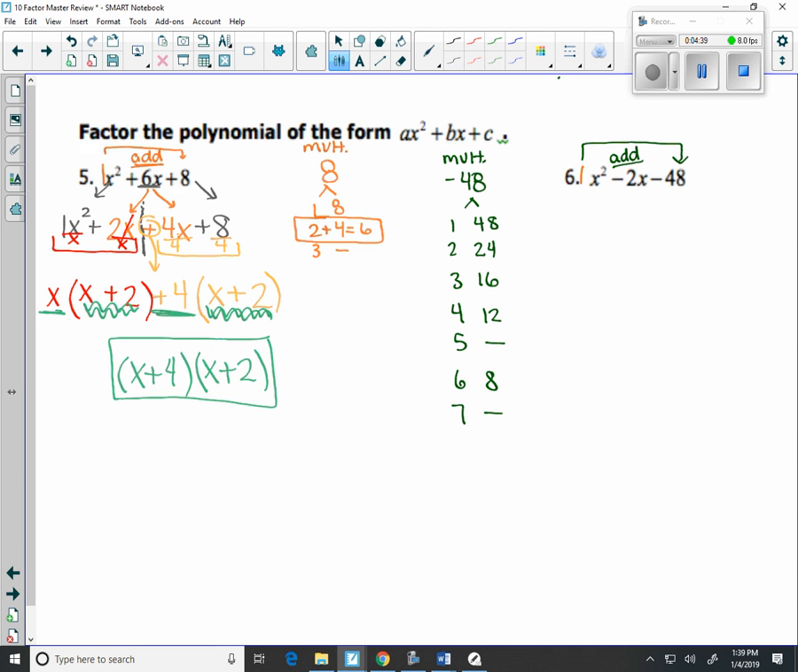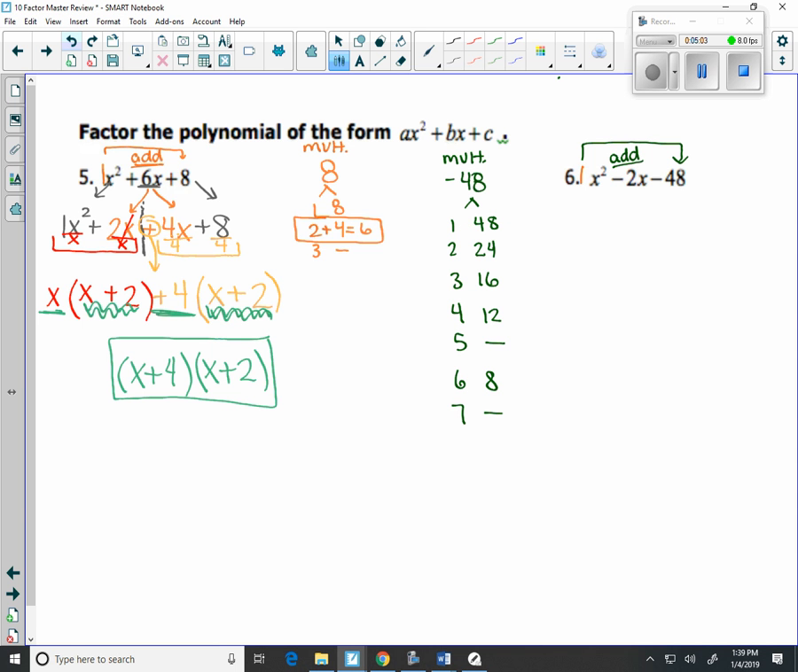Now for negative 48, we need 1 negative and 1 positive. And this is where it gets a little tricky, to figure out which combination is going to work for you. But if I'm going to make 1 negative and 1 positive, and I start looking at a 1 and 48 situation, if I make 48 negative, 1 minus 48 is going to be negative 47. So that's way too big.